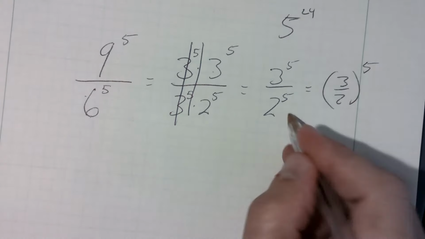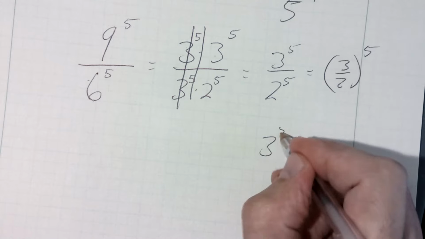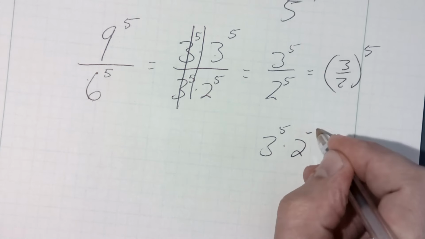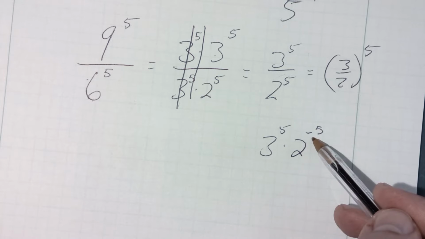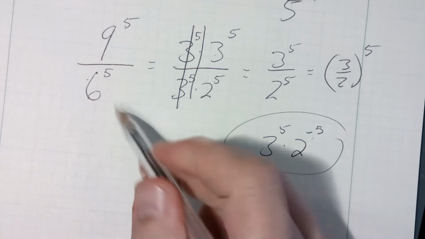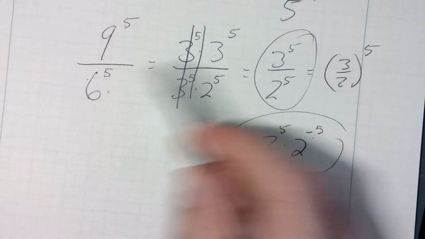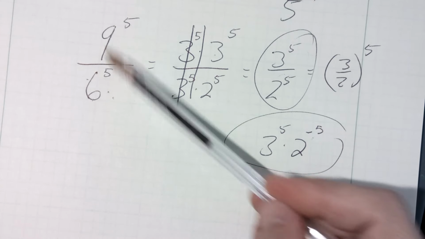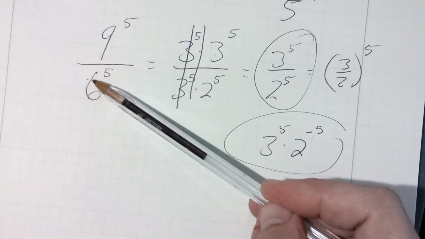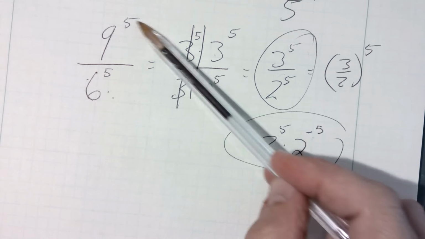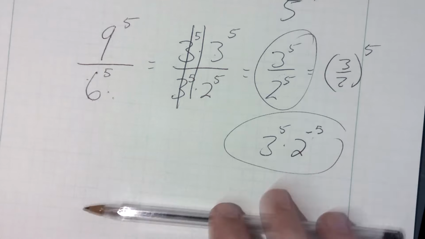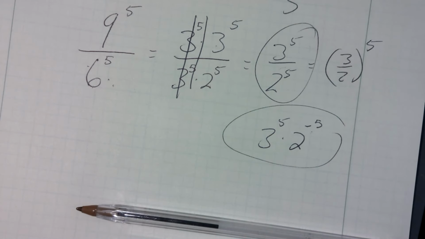Or we could even write it as 3 to the 5th times 2 to the negative 5th, right? We could bring this up, making it a negative exponent. So this would be equivalent to that. These would be equivalent to that. So sometimes it really helps to break down those numbers into their prime factors, each factor being raised to that exponent. If you have questions, please bring them to class, and I will help you as much as I can.